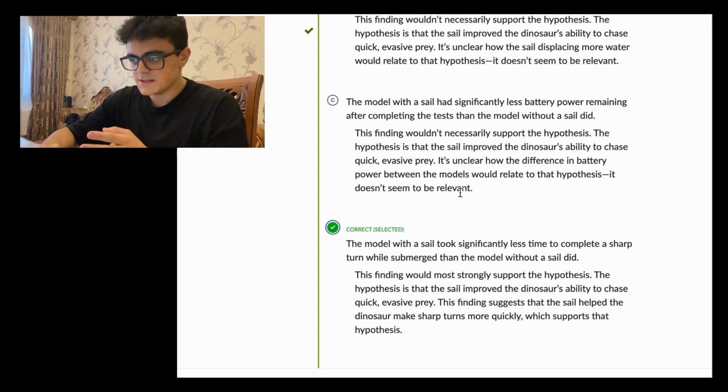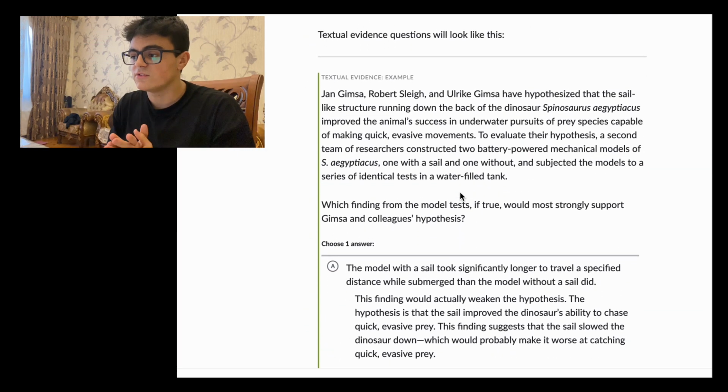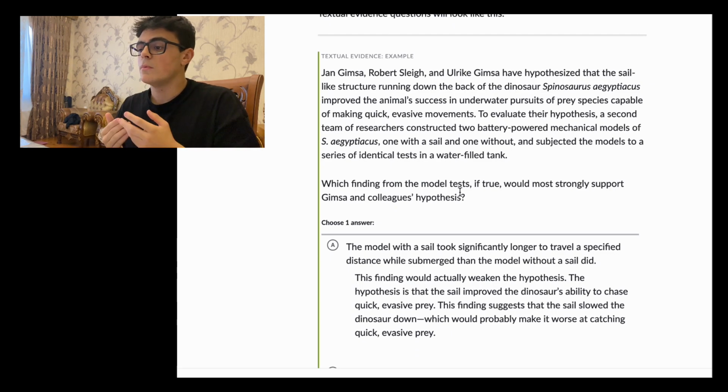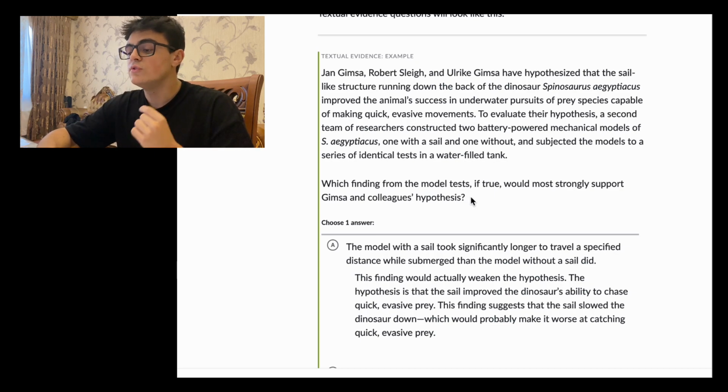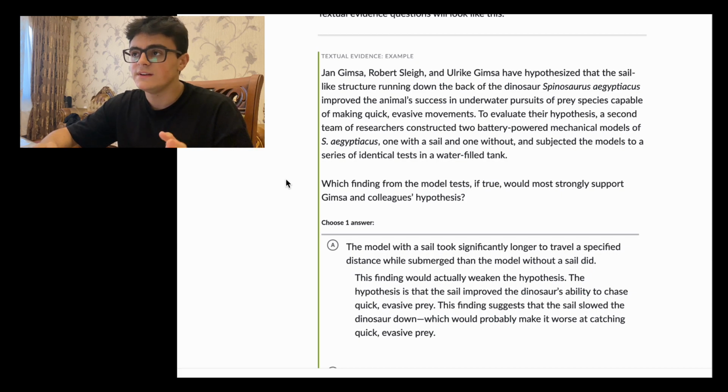So, as you can see, what I did, I just read all of the text, and after reading the text, I started to make my own answer. And also, you just need to read everything carefully. If you don't read the text carefully, you can make lots of mistakes.